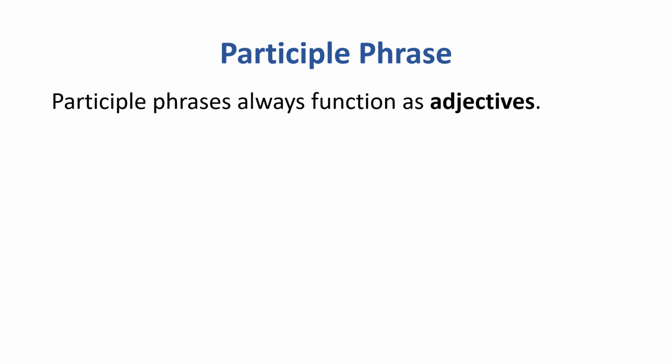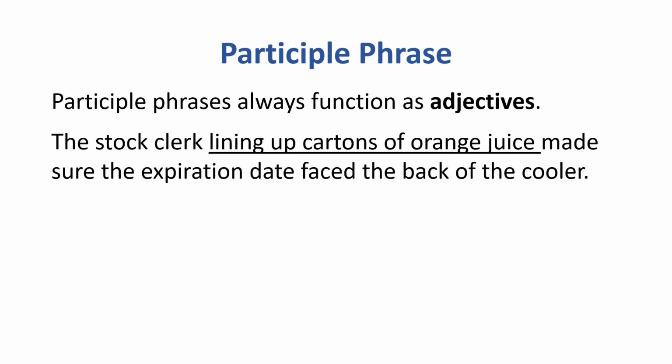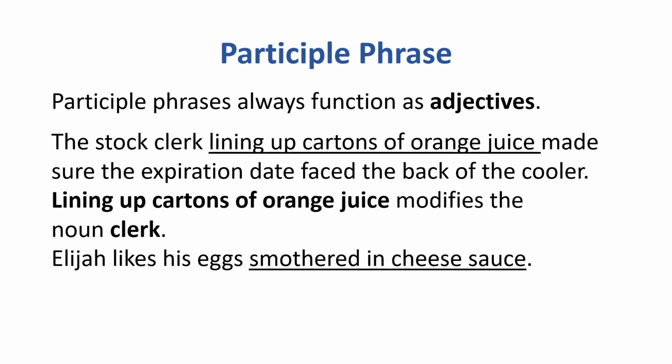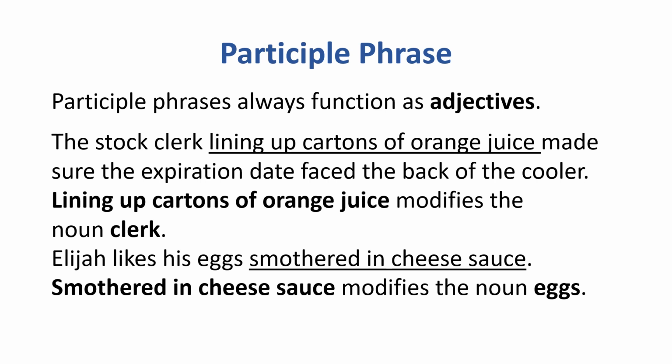Then, participle phrases always function as adjectives. The stock clerk lining up cartons of orange juice made sure that the expiration date faced the back of the cooler. Here, lining up the cartons of orange juice modifies the noun clerk. And Elijah likes his eggs smothered in cheese sauce. Here, smothered in cheese sauce modifies the eggs.